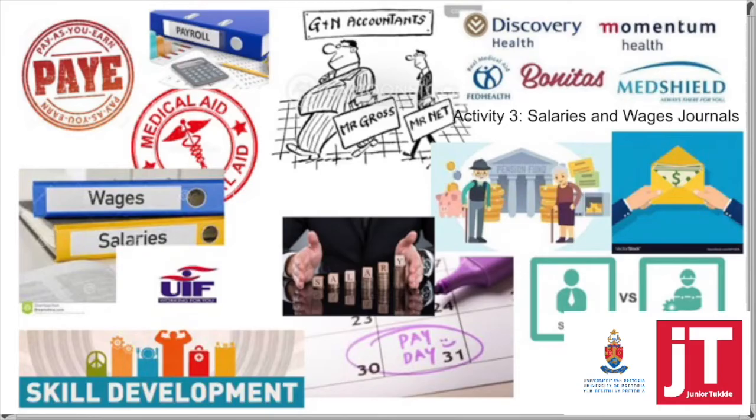Today we're going to look at Activity 3, Salaries and Wages Journals. We're going to take the basic calculations that we did in the previous activity, or do similar calculations, and then apply and fill it into a salaries journal.